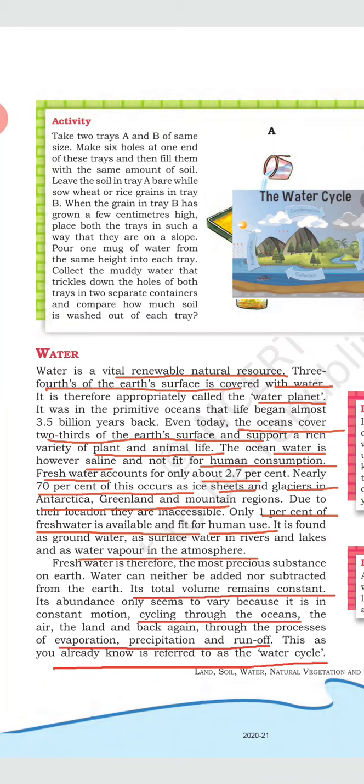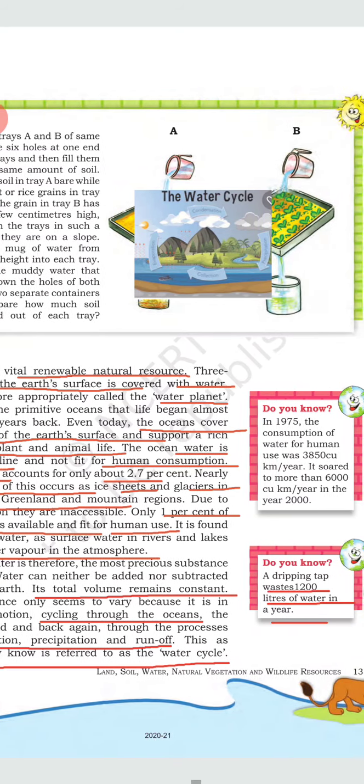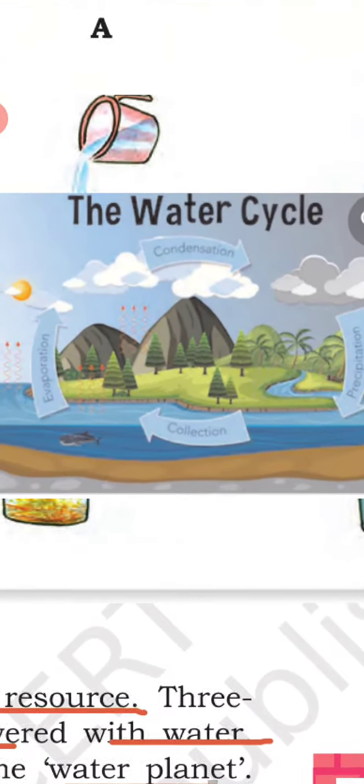As we know, Earth is known as a water planet or blue planet because two-thirds of its surface area is covered with water. Now let's discuss the water cycle.